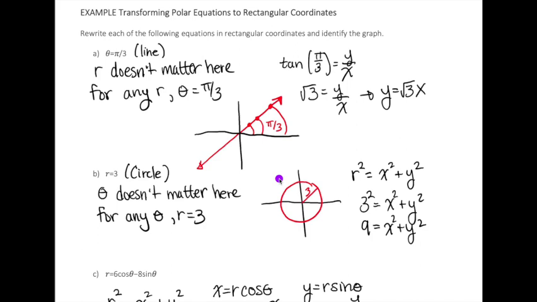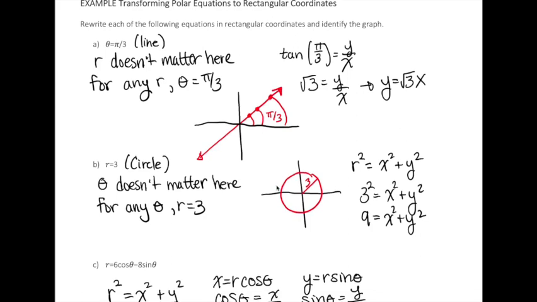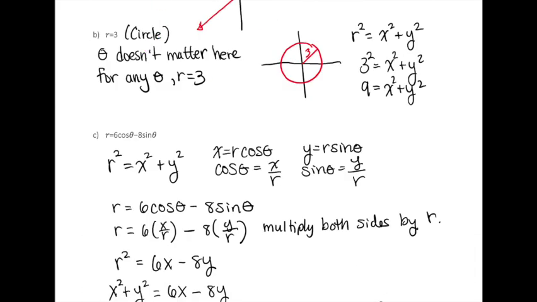Okay, let's look at another basic equation. Just like the one before it, we're missing a variable. We're missing theta in here. We see no theta, so it doesn't matter what theta is. r doesn't depend on theta. The radius, r, is always going to be 3. So no matter which angle I swing out, I'm going to come out a radius of 3. And that's what creates this circle.